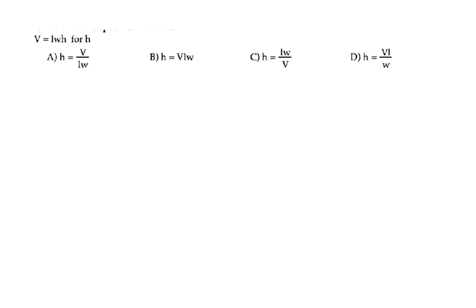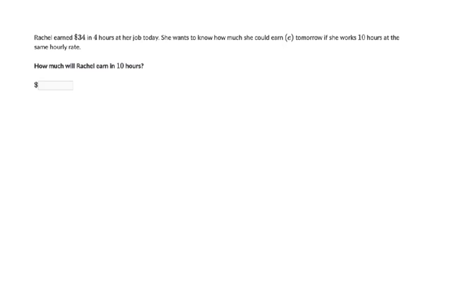Cool. All right, now the next one, we talked about these literal equations. So if you're solving for h, remember, when letters are next to each other, they're being multiplied. What's the opposite of multiplication? Division. So V over LW is H. Just like that.